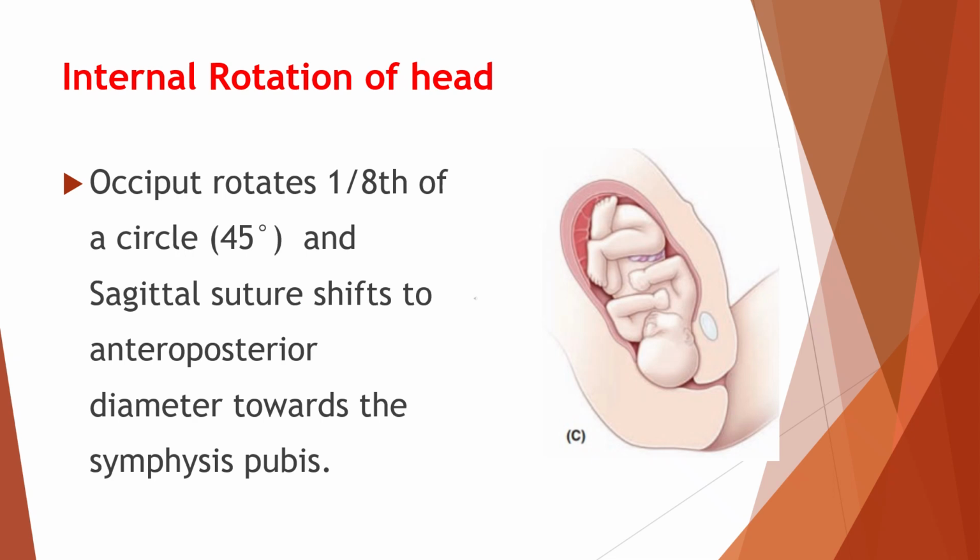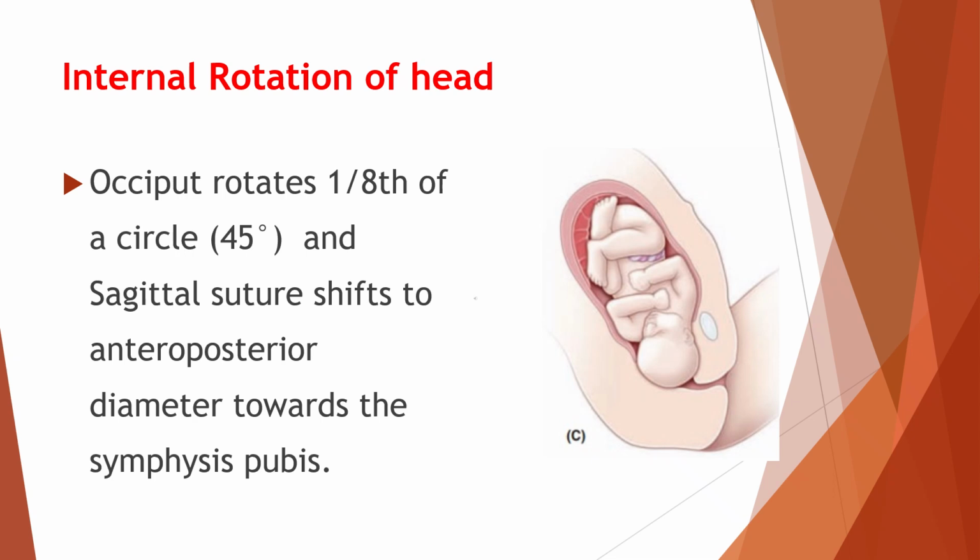The next movement in the mechanism of labor is internal rotation of the head. During this step, the occiput, which is the back part of the baby's head, rotates about 1/8 of a circle, which is approximately 45 degrees. As this rotation occurs, the sagittal suture of the baby's head moves from the transverse or oblique position into the anteroposterior diameter of the pelvis.